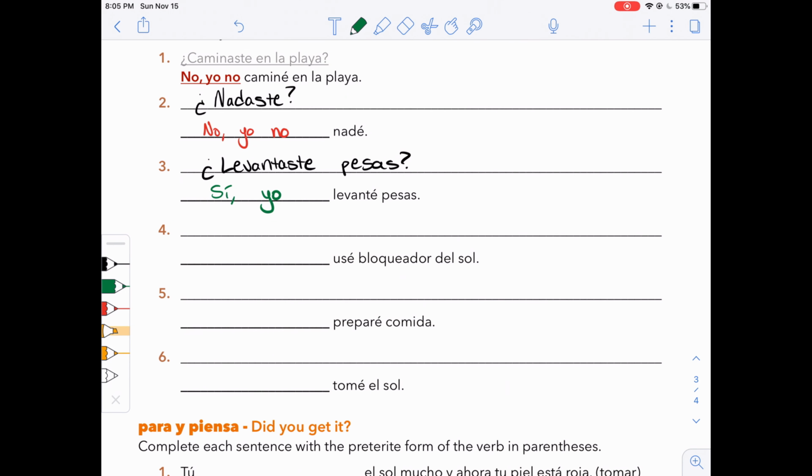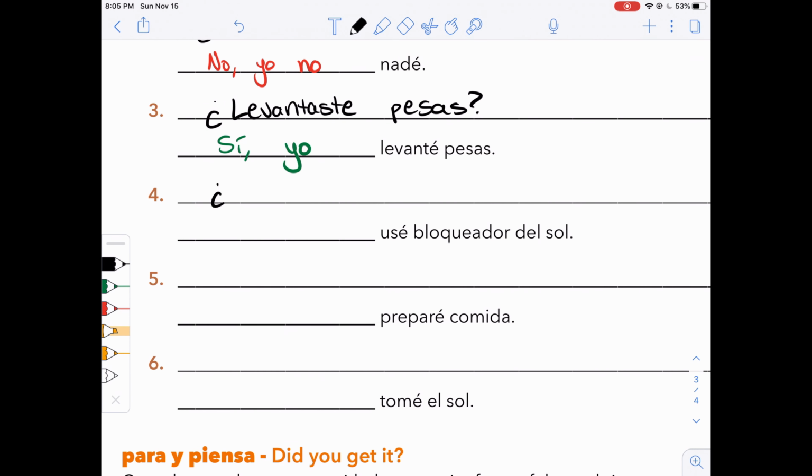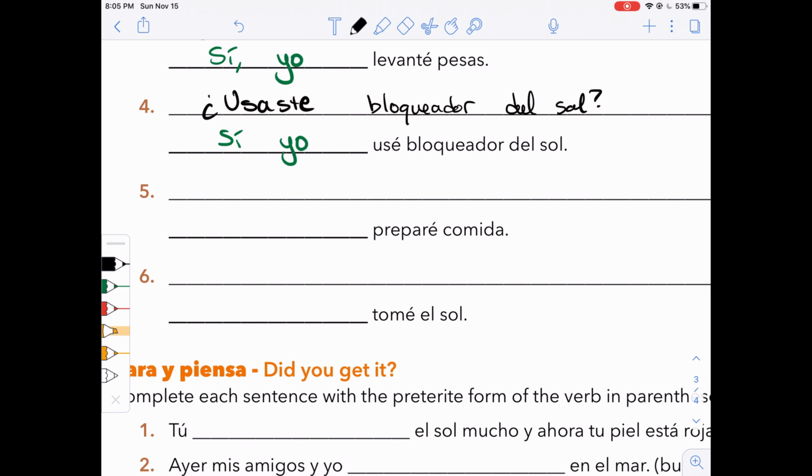Number 4 asks, did you use sunscreen? So did you use would give us usaste bloqueador del sol? ¿Usaste bloqueador del sol? And of course, if you always use sunscreen. I always use sunscreen every single day. Sí, yo usé bloqueador del sol. Next, this has someone preparing food. So you asked, did you prepare food? ¿Preparaste comida? And I, in fact, did prepare some food last week. I did not starve. So, sí, yo preparé comida.